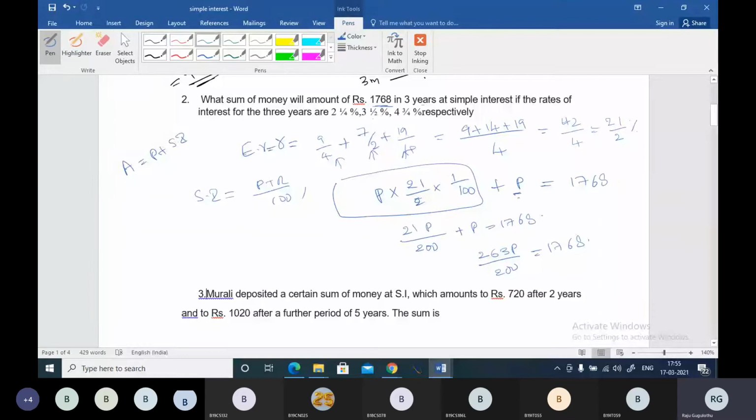Now this will be 200P plus 21P, 221P. It will be 221P by 200 is equal to 1768. This amount is nothing but your principal plus simple interest for 3 years. From here you will directly get the P value. You have to solve it. Then P will be 1600. P is nothing but the principal, so your principal will be 1600 in this case.